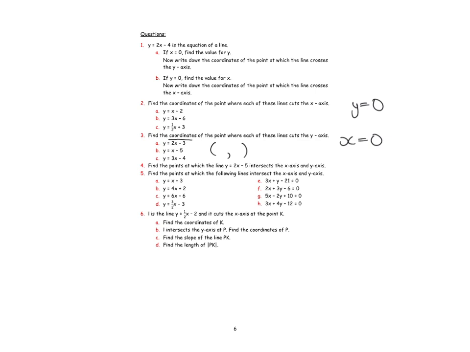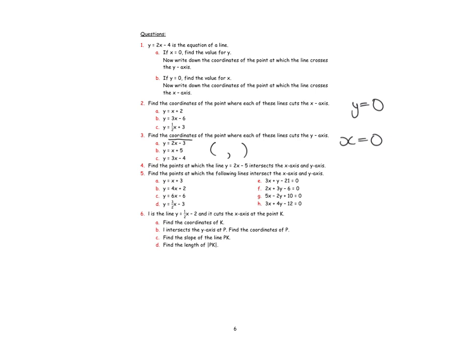Question 4 asks you to find the points where the line y is equal to 2x minus 5 intersects the x and y axis. So it's exactly like example 1, 2 and 3. Question 5 then is the exact same as question 4, except there are just loads of different examples for you to complete there.